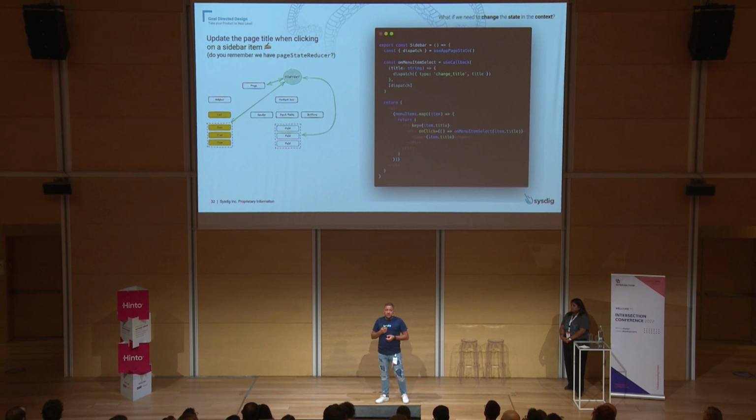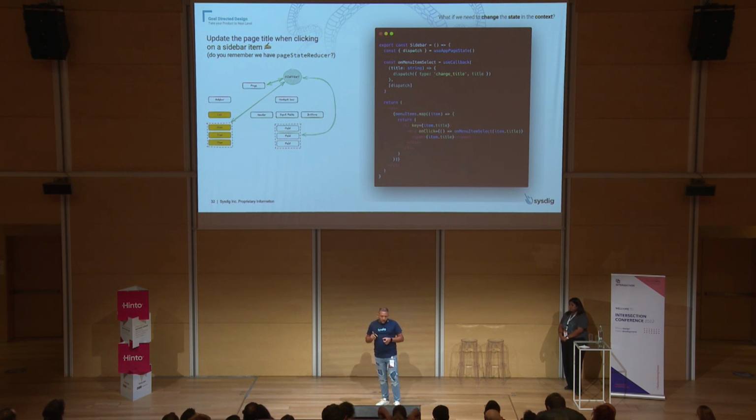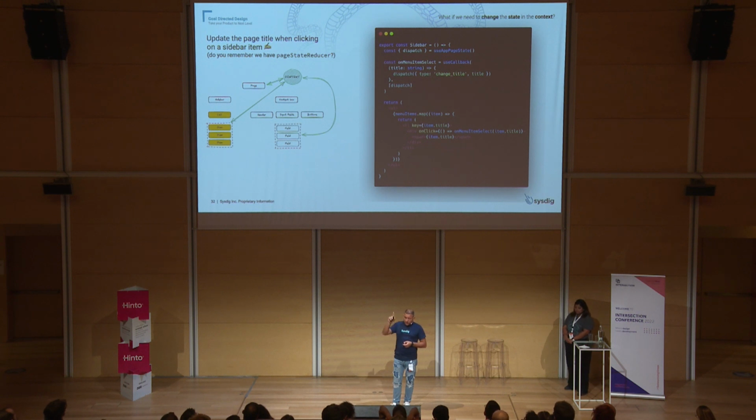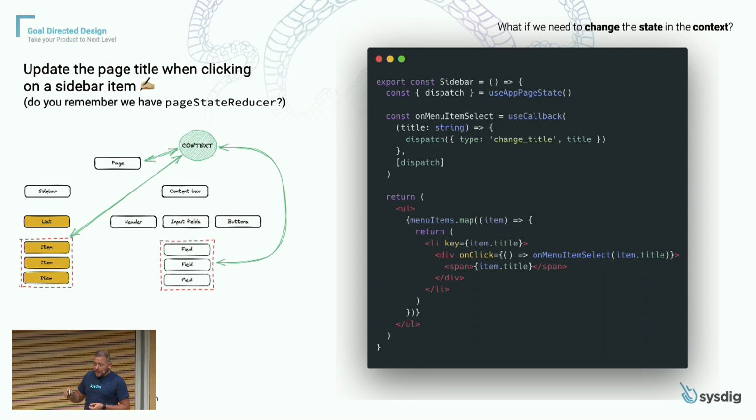So when our persona, Vivian, clicks on an element on the left sidebar, we would like to have the title on the header change. You see that as soon as Vivian clicks on a list item, we run the function that triggers a dispatch, and that dispatch is the dispatch returned from the context. Thanks to that, we can trigger an action called change title with the information about the title within.